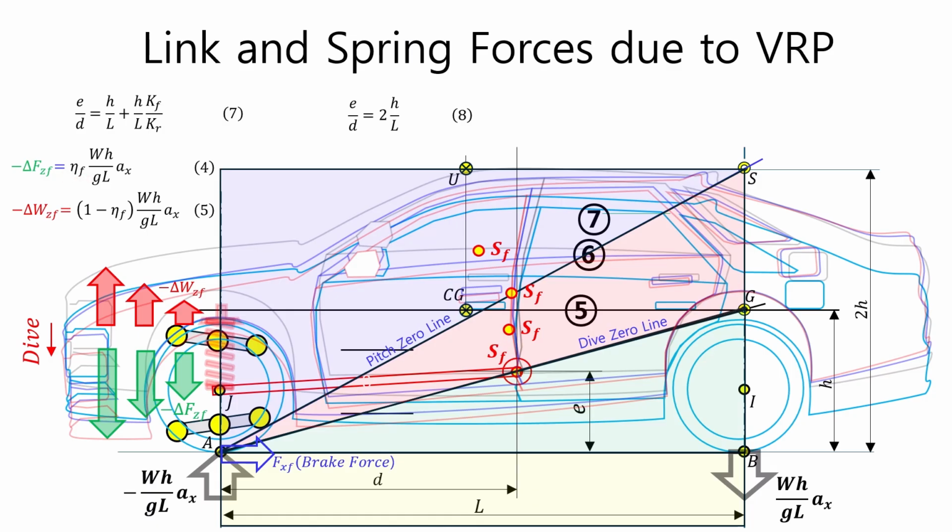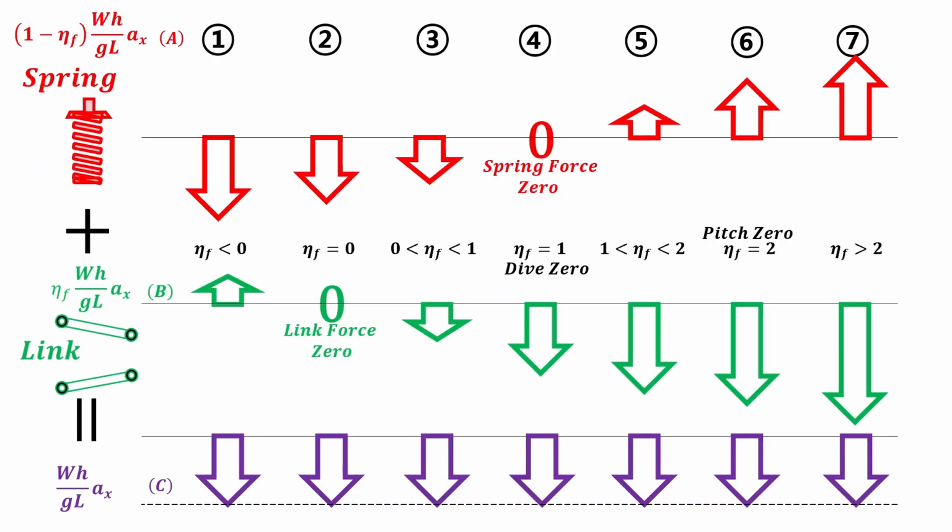Let us analyze all the contents explained above at once. This figure simultaneously illustrates the vertical force of the spring and the resultant vertical force of the links acting within the regions of the 7 virtual reaction points described earlier.